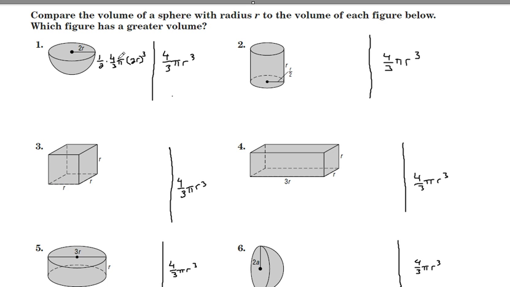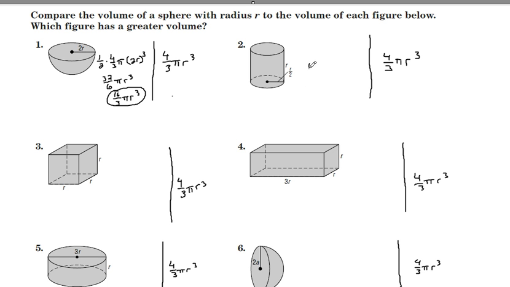2 cubed is 8. 8 times 4 is 32. And we have 6 on the denominator times pi r to the third. And 32 over 6 is going to reduce to 16/3 pi r cubed. Now if we compare that to 4/3 pi r cubed, we can obviously see mathematically that the hemisphere is bigger. That volume is bigger. Okay, for number 2, looks like we have a cylinder.